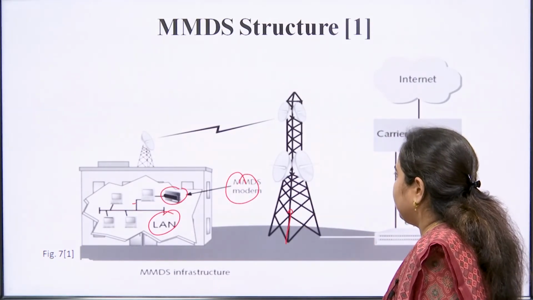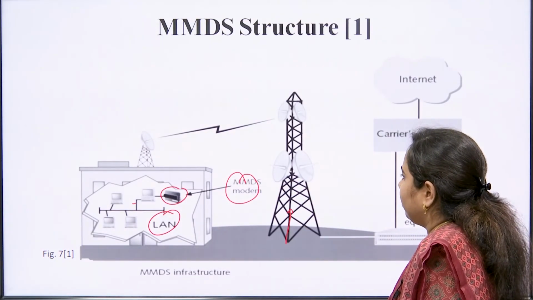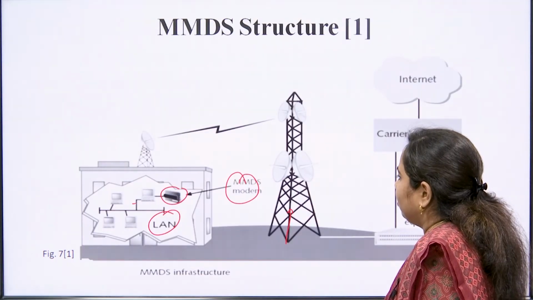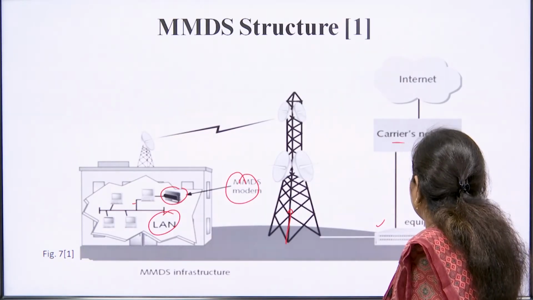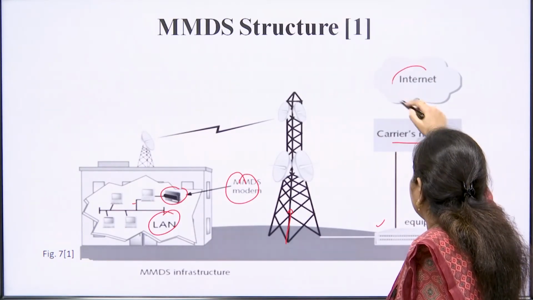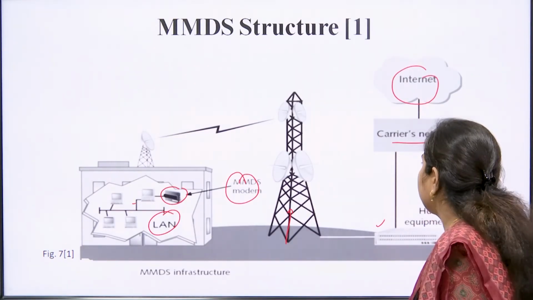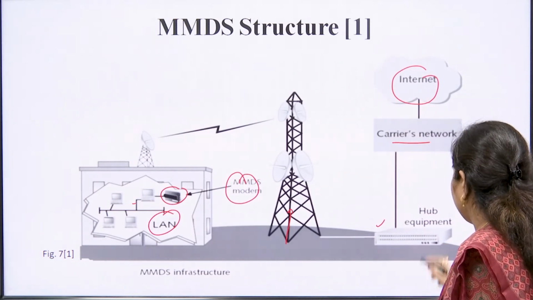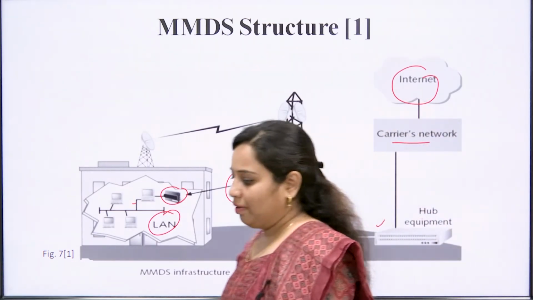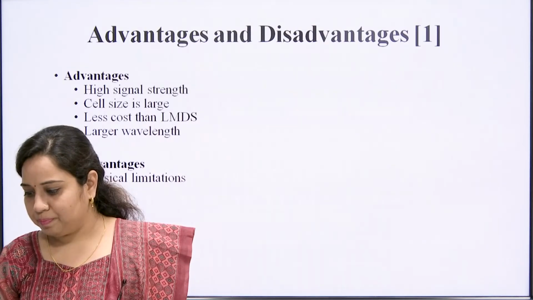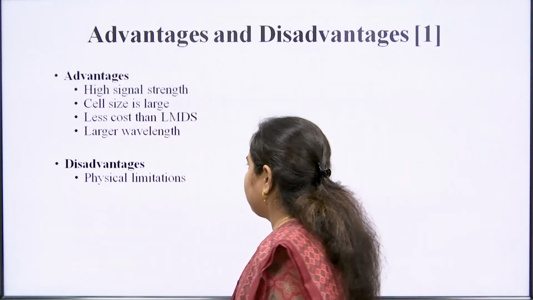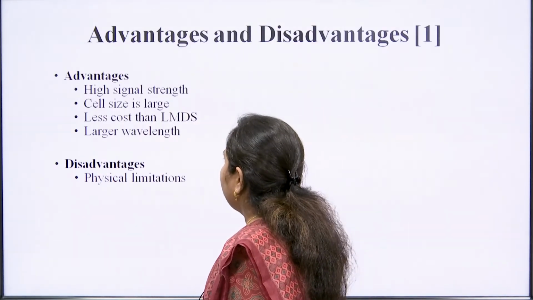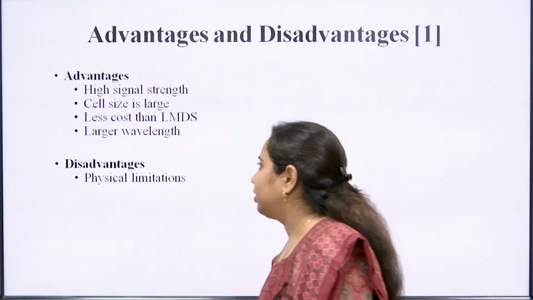Now, this will be an antenna. To this antenna there are different types of networks connected. This will be a hub equipment, this is the carrier's network, and this will be the internet. To this internet the carrier network is there, and to this there is a hub equipment which has been connected over here.